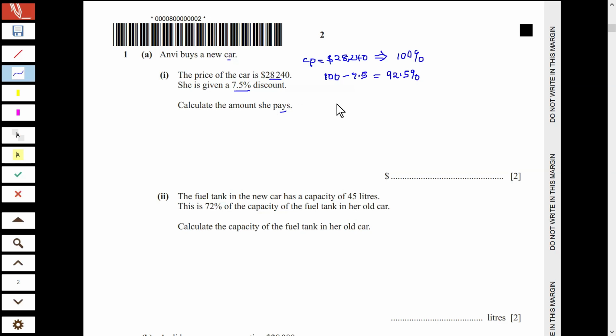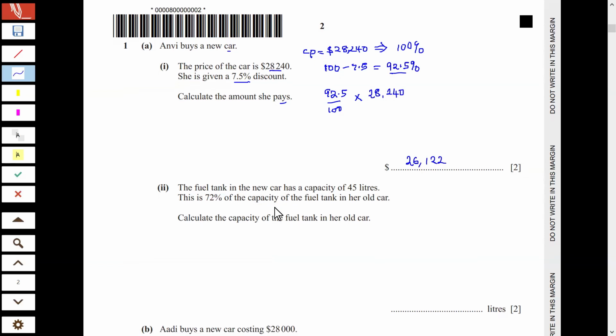Now, calculate the amount she pays. The amount she pays will be 92.5% of the original price, which means 92.5 over 100 times the original price, which is the cost price, $28,240. Now, using your calculator to multiply and then divide by 100, you will get 26,122 as a final answer.